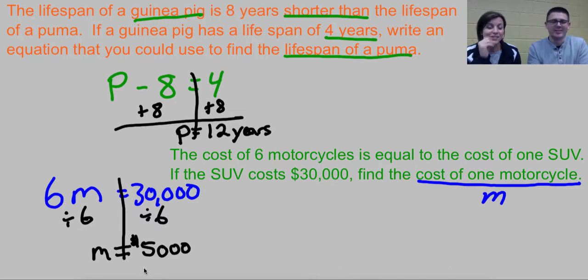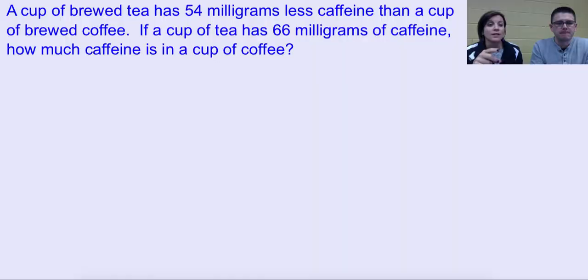I'll do the math for you on that one. No, I was just about to say check to make sure that our zeros, but then I just did it out loud. So each motorcycle costs $5,000. If we multiply that times 6, that would give us our $30,000 total for our SUV.